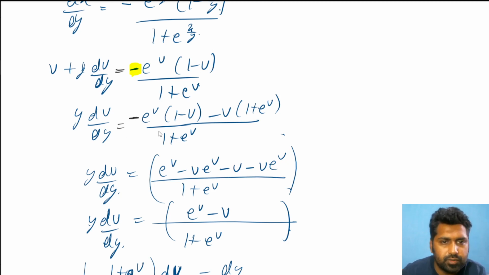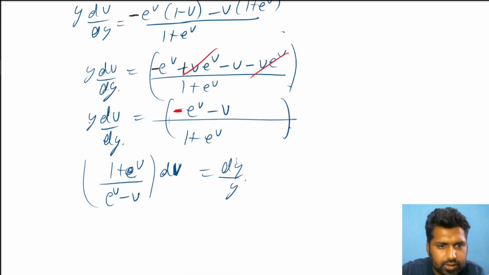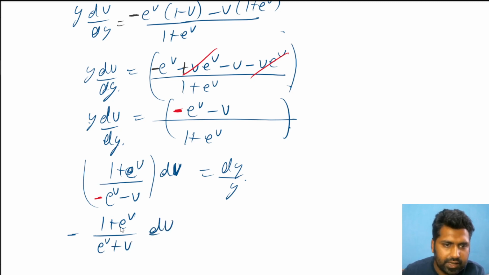What rectification will be there? Minus e raised to power v plus v, e raised to power v minus v minus. Oh, I cancelled it also by mistake. Now it is there. Both terms are coming negative. I think now the substitution will work. Now it's okay. You take the negative common, now it's done. This is 1 plus e raised to power v, negative is common outside, that's e raised to power v plus v dv, and now the substitution works, dy by y.